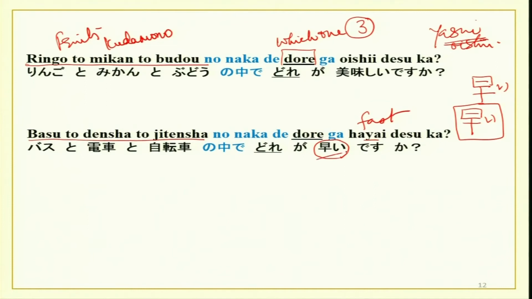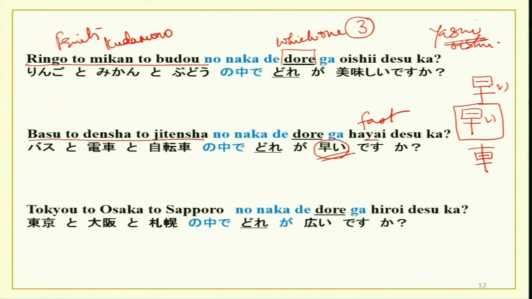Once again, hayai. It is given over here. You can see the stroke order, and kuruma of course we did like this. Now, Tokyo to Osaka to Sapporo. Sapporo is the capital of the topmost island, which is Hokkaido no naka de. So, these are three cities, big cities in Japan. So, Tokyo to Osaka to Sapporo no naka de dore ga hiroi desu ka?